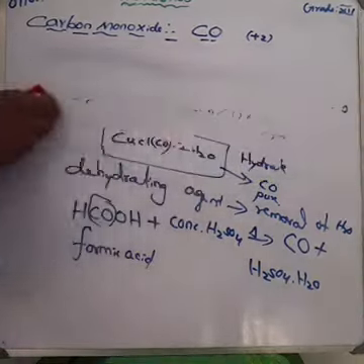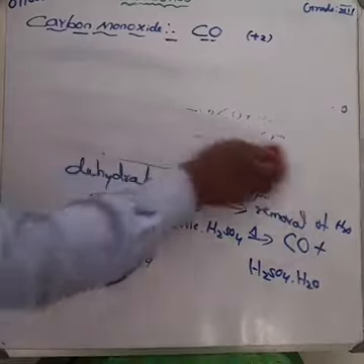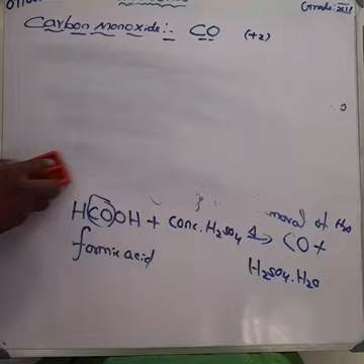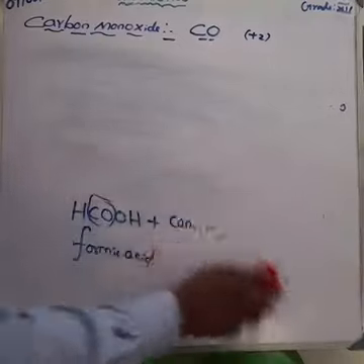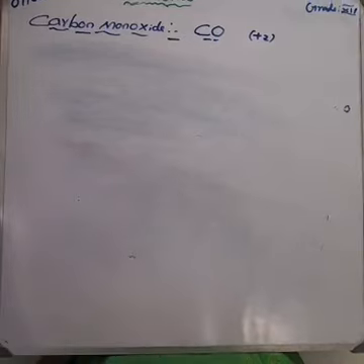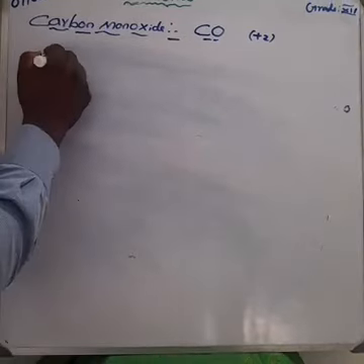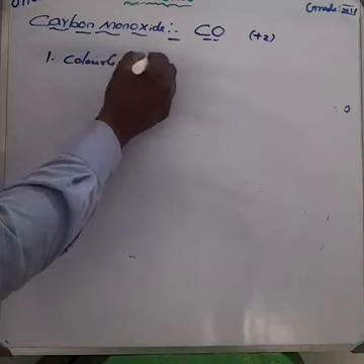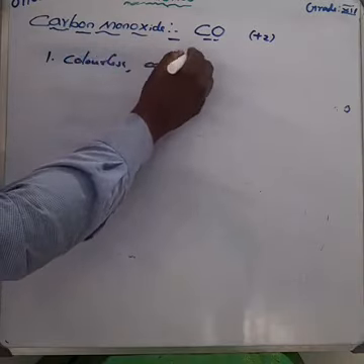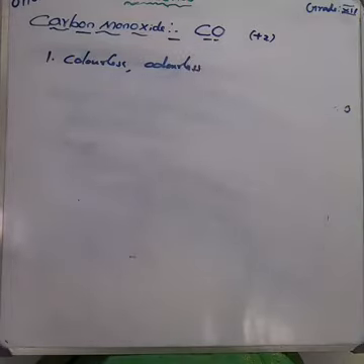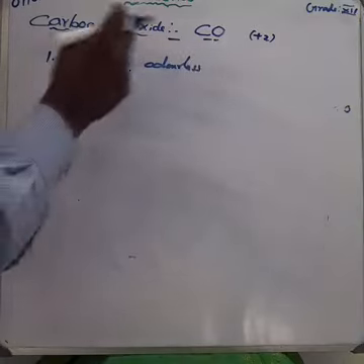What are the properties of carbon monoxide? All of you know that one. It is one of the poisonous gases. Am I right? Carbon monoxide is a powerful poisonous gas. Anyhow, the first point: carbon monoxide is a colorless gas, odorless gas, and also poisonous gas.